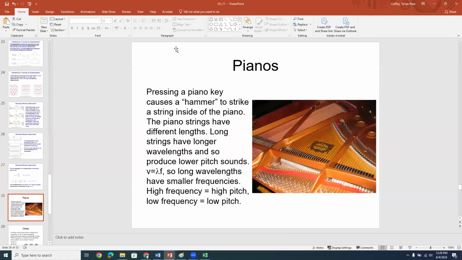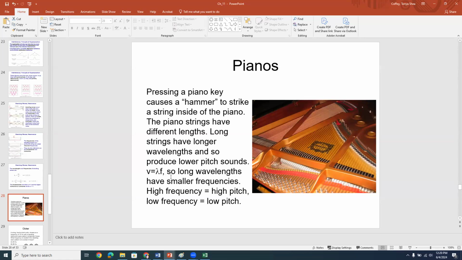Now, of course, this is hugely applicable in music, especially since we've been talking about waves on strings. That brings to mind pianos and guitars. Okay, so let's talk about pianos for a second. If you press the piano key, it causes a little hammer to strike a string inside of the piano. And the piano strings have different lengths.